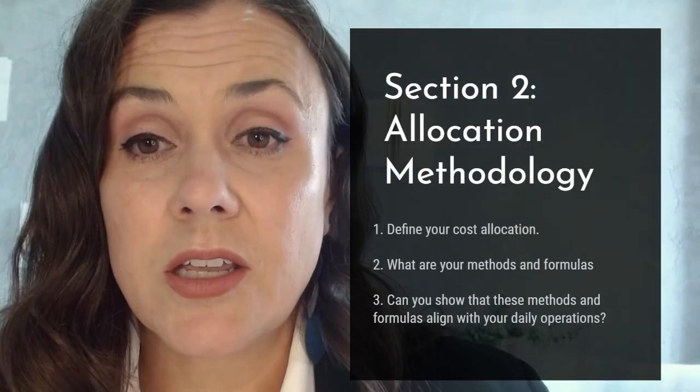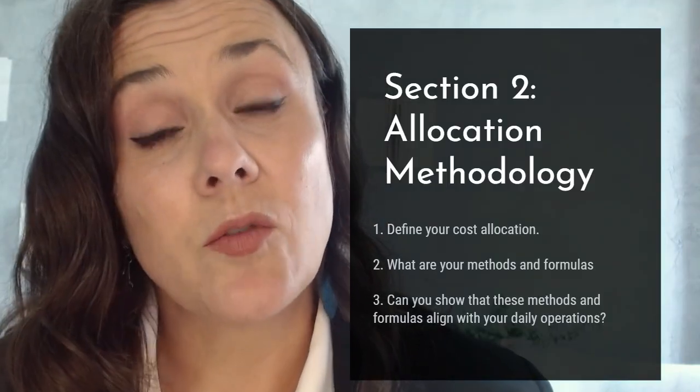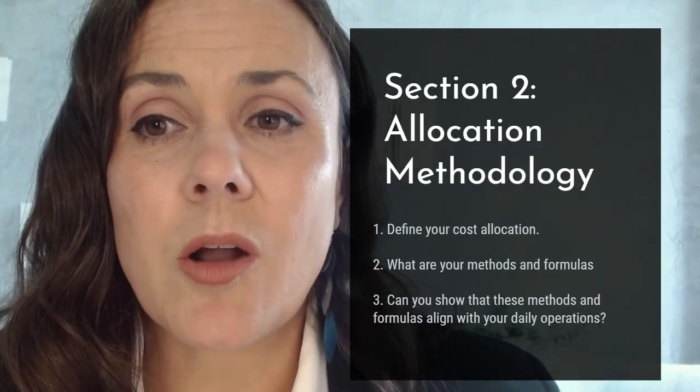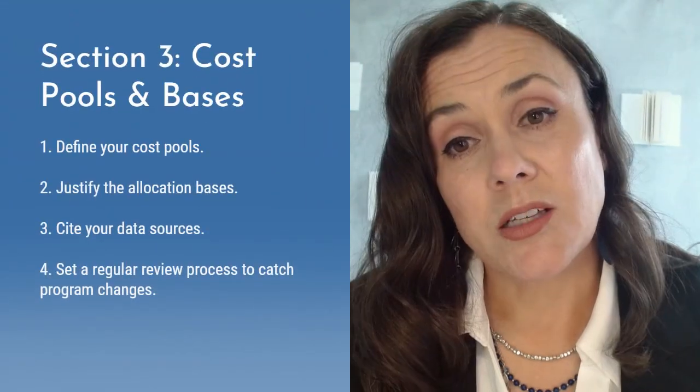Section 2, allocation methodology. Is cost allocation clearly defined? Are your methods and formulas written down? And most importantly, do they actually match how your program operates day to day? Is it well documented?